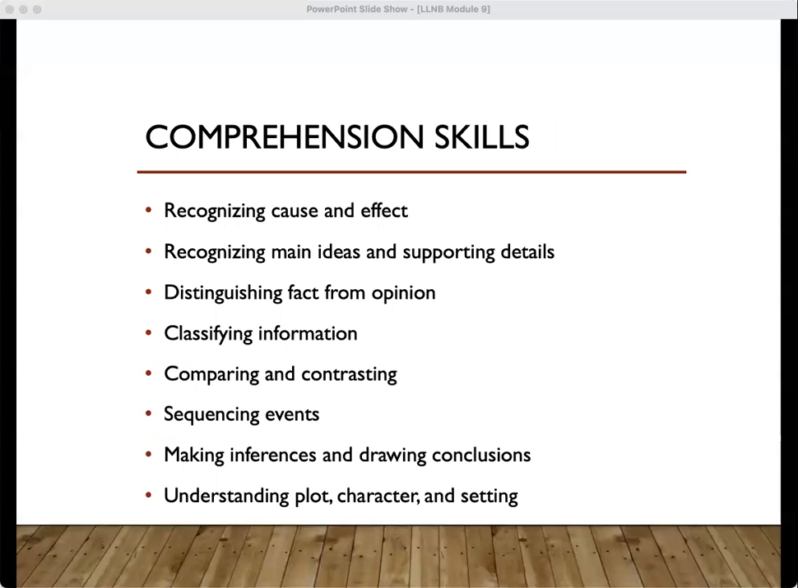Now we'll look at some specific comprehension skills that help readers to recognize how information is being presented, and make decisions about that information. They include the following: recognizing cause and effect. A cause and effect organizational pattern is commonly found in news articles, history books, biographies, and fiction.